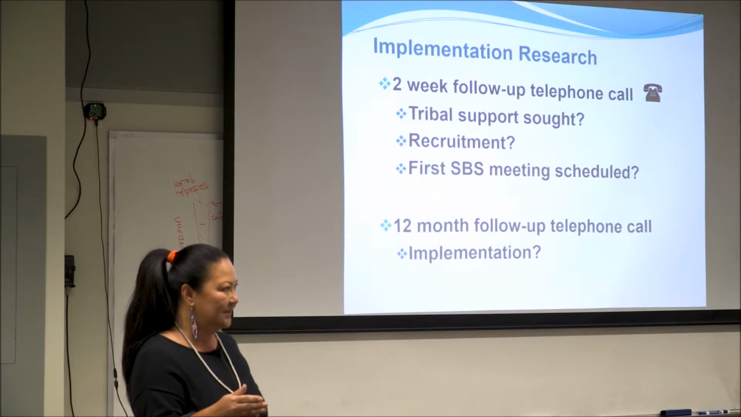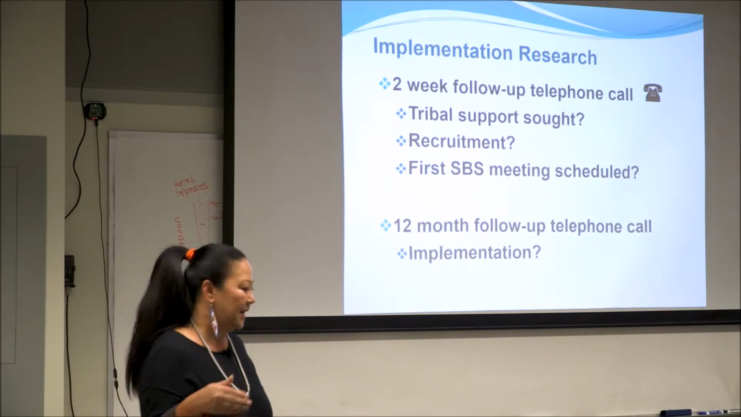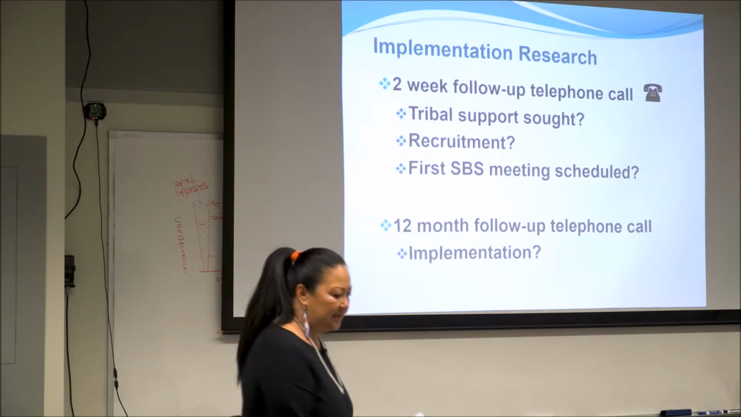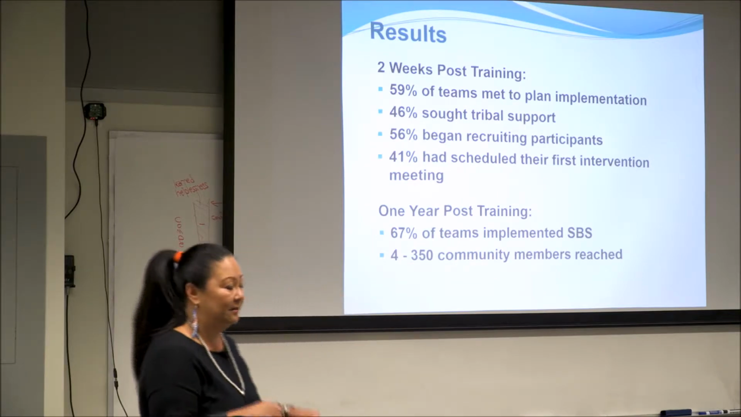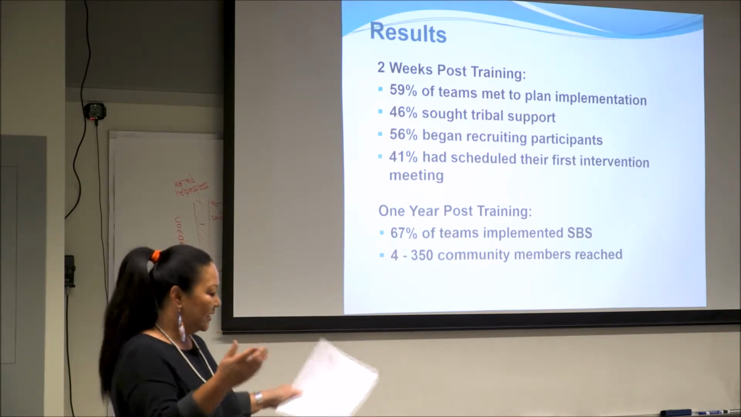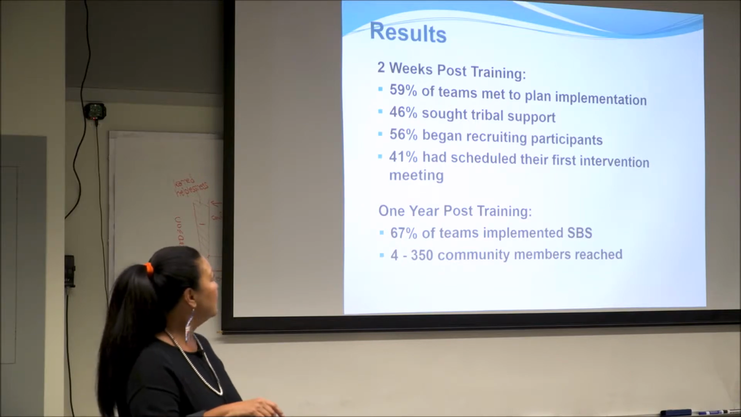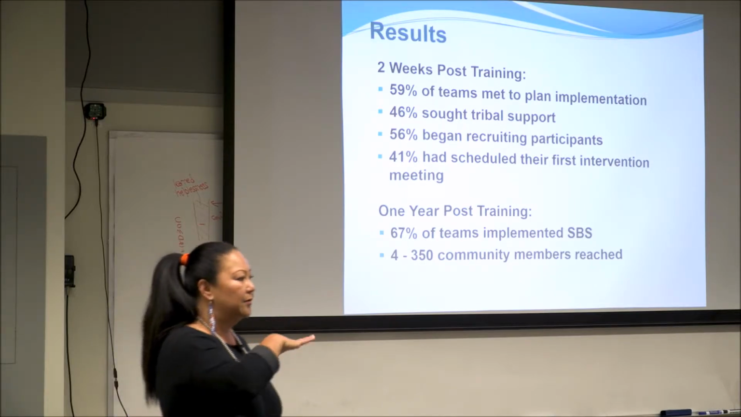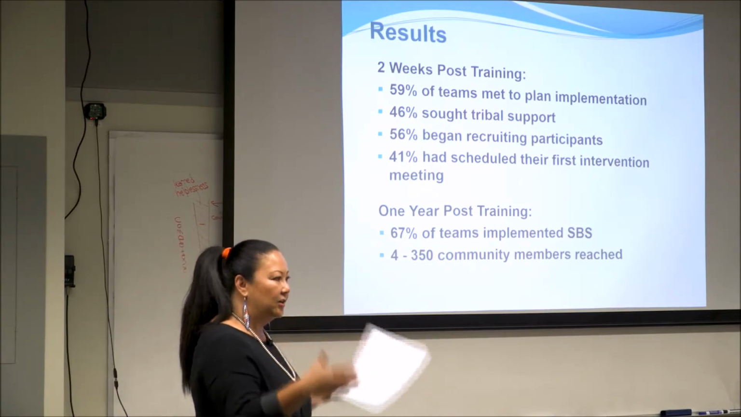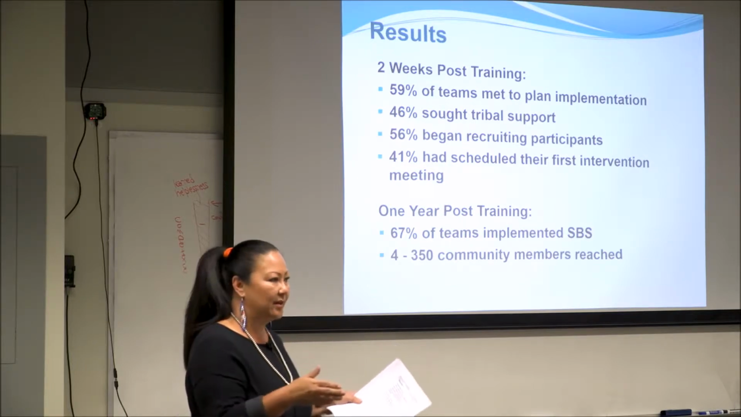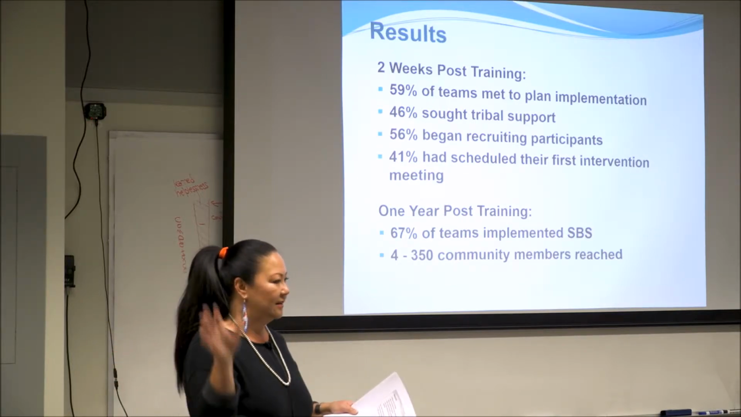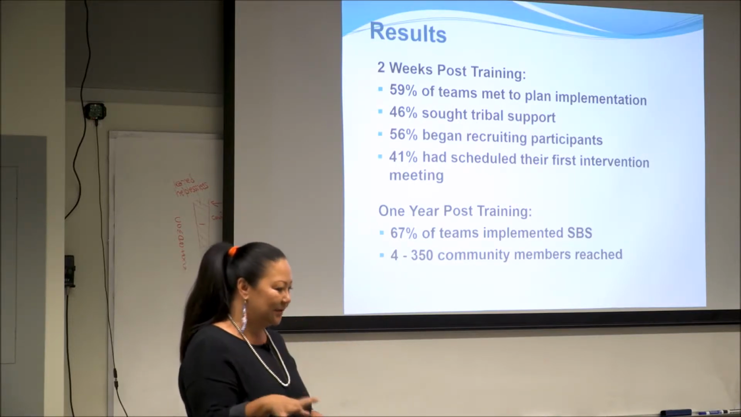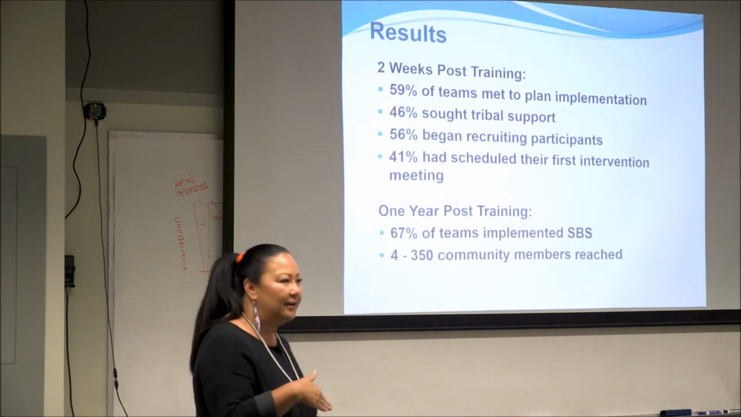And then at 12 months after their training, we called them back again to find out what their facilitators and barriers had been to implementation, and if they had actually implemented the program. We found out at 12 months that 59% of the teams met to plan their implementation. Although at the training, we went through the who, what, when, where, how, so that they could plan everything they needed to do. So when they got back to their community, they could hit the ground running. Everybody had their roles already assigned, and they knew what to do. And they developed their recruitment flyer and all that stuff at the training.